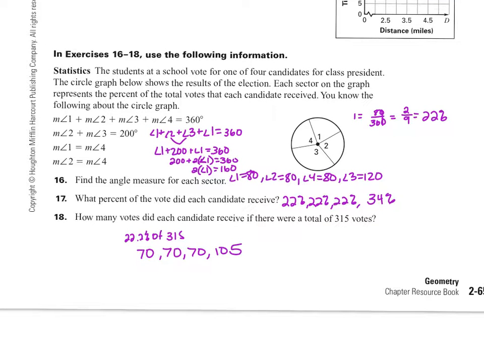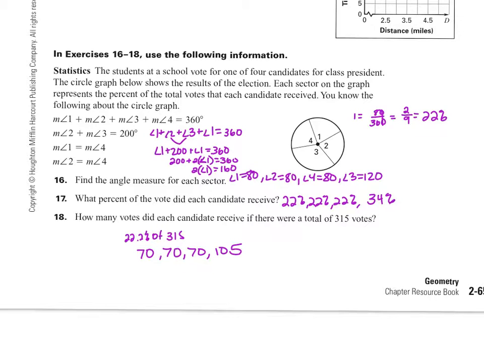And then same for 16 through 18. This is a great standardized test question, but it won't be on your test. You don't have to worry about sectors just yet. What it did say was that angle 1 plus angle 2 plus angle 3 plus angle 4 equals 360, which is what's true if it's a circle. And 2 plus 3 equals 200. 1 equaled 4 and 2 equaled 4.